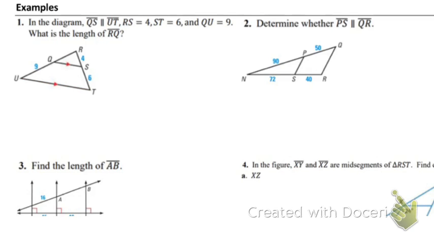All right, let's go through the first two problems. Actually, let's do the first one and the number 4, and I'm going to let you try the rest on your own. All right, it says in the diagram, QS is parallel to UT, RS equals 4, ST equals 6, and QU equals 9. It says, what is the length of RQ? Now, to save me some time, I'm going to call RQ just X. Then I don't have to write RQ over and over and over.